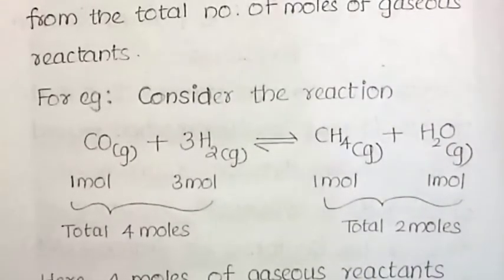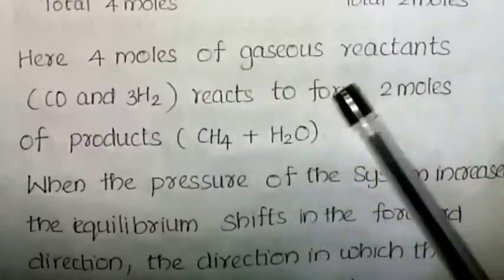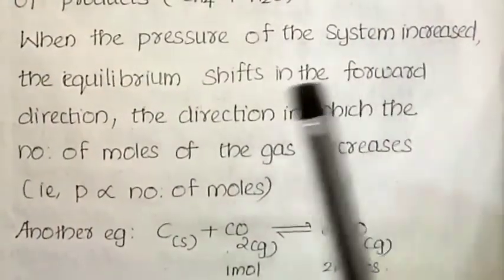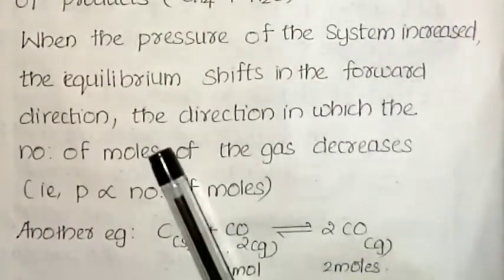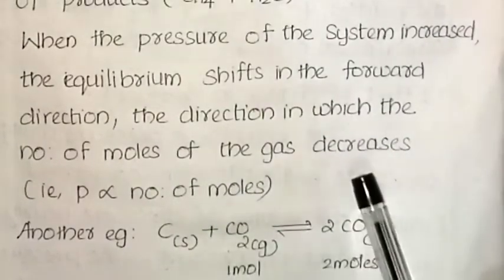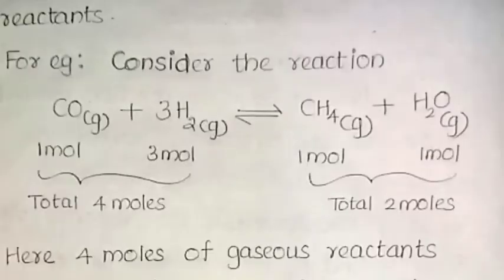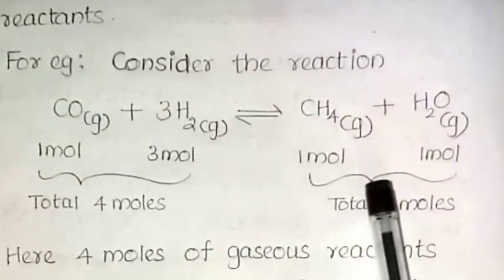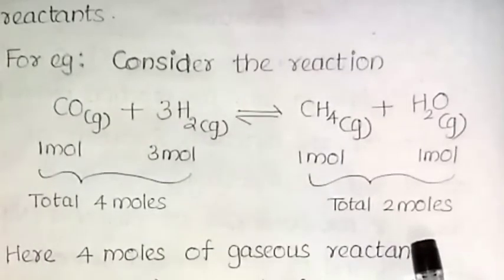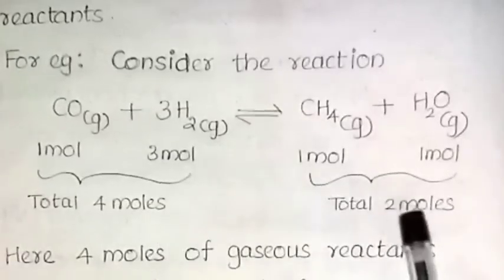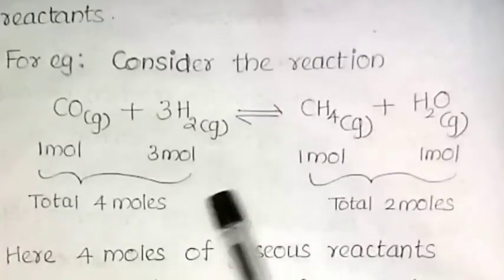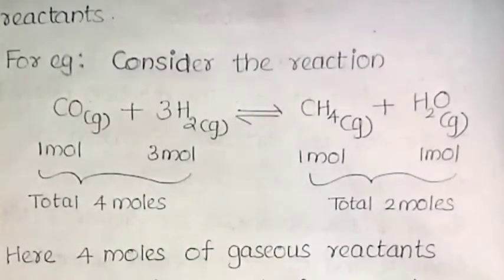Here 4 moles of gaseous reactants react to form 2 moles of products. When the pressure of the system is increased, the equilibrium shifts in the forward direction, the direction in which the number of moles of gas decreases. Here the number of moles of gas decreases in the forward direction because 4 moles changes to 2 moles. So, here there is a decrease in the number of moles. So, when we increase the pressure, then the reaction shifts to the forward direction.